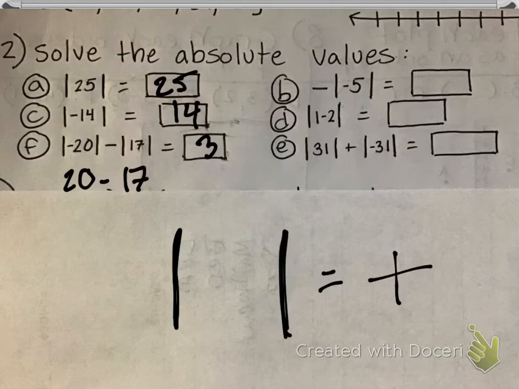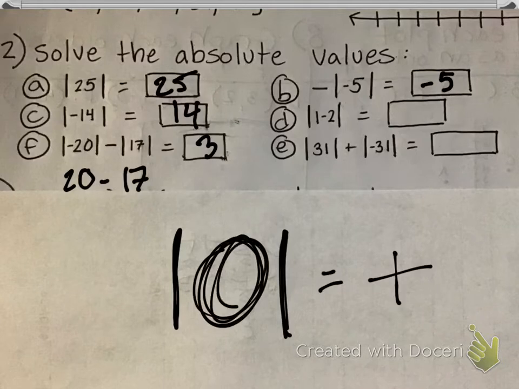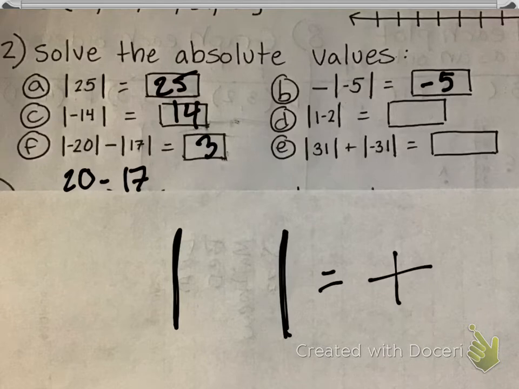Here's a tricky one. Let's see, Lucy, what is negative absolute value of negative 5? Negative 5. But I thought all absolute values were positive. That only happens if it's on the inside. Exactly. It only happens to what's on the inside. Whatever's on the outside doesn't matter. That gets applied later.